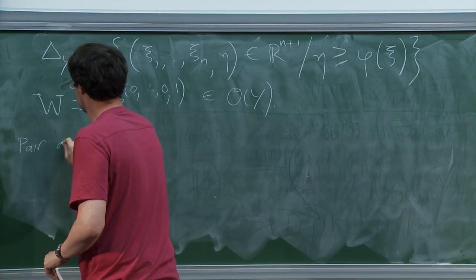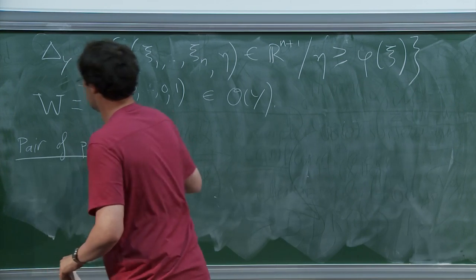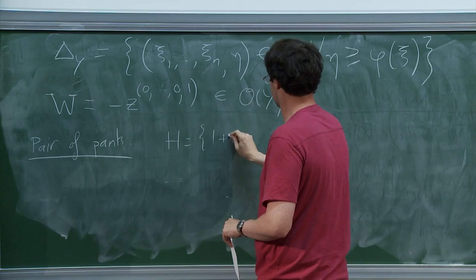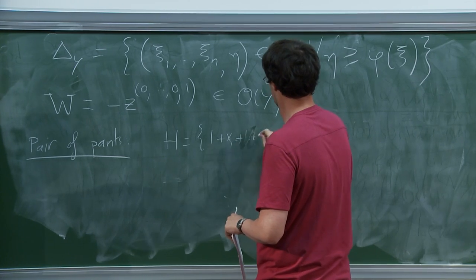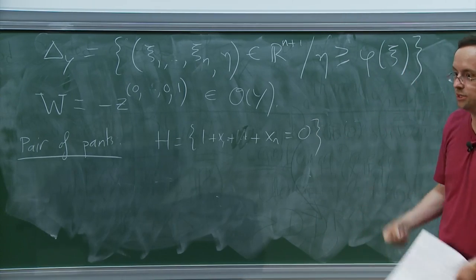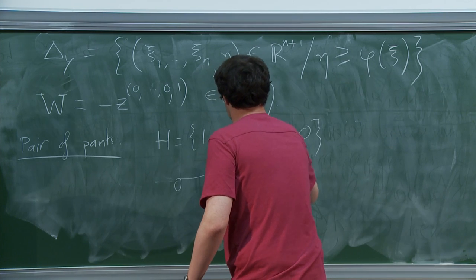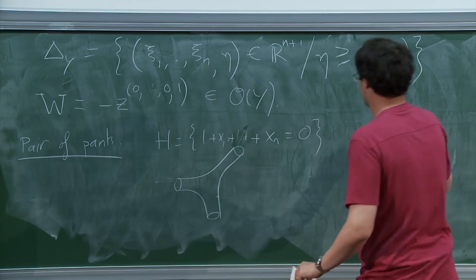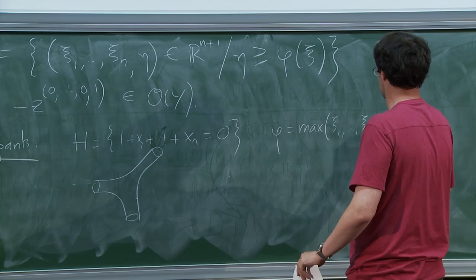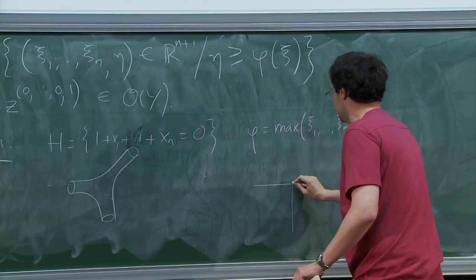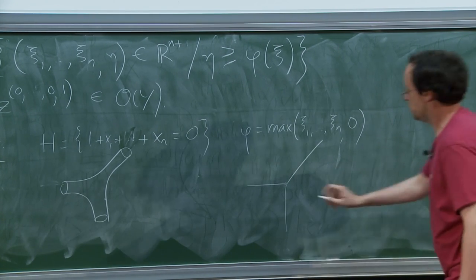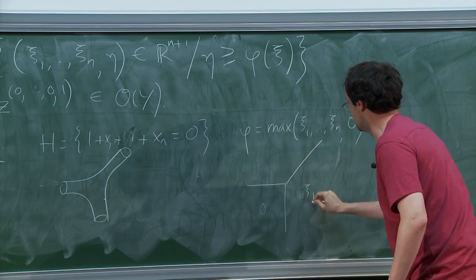OK, so what does that look like concretely? So if I take the pair of pants in any dimension, this function doesn't need powers of t to be tropicalized, it's already there. What the pair of pants looks like is this. The tropicalization phi is going to be max of xi1, ..., xin, and 0. Its domains of linearity look like that. I'm drawing the picture for n equals 2. And so here it's 0, here it's xi1, here it's xi2.